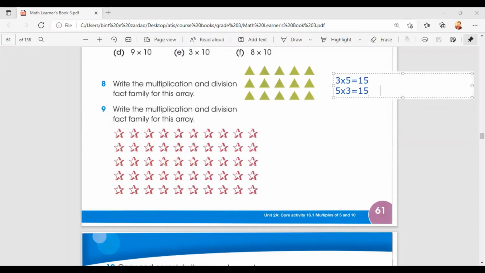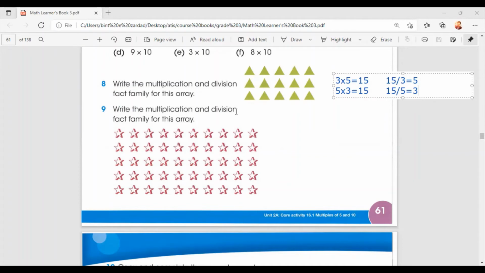Now the two divisions. 15 divided by 3 equals 5. We just use the same 3 numbers, just changing the position. 15 divided by 5 equals 3. We are just using these 3 numbers, 3, 5 and 15, which we can get from the array. So this is what you can call a fact family.